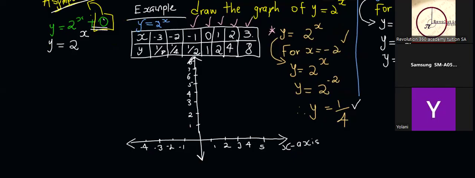So now let's plot it. We must plot our -3, which goes with 1 over 8. So it's going to be -3 as well as 1 over 8. 1 over 8 is going to be somewhere slightly right there, but it doesn't touch the x-axis. And then -2 goes hand in hand with 1 over 4. It's going to be slightly somewhere there.